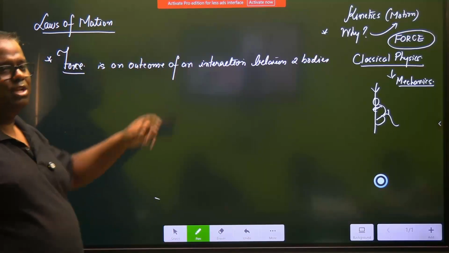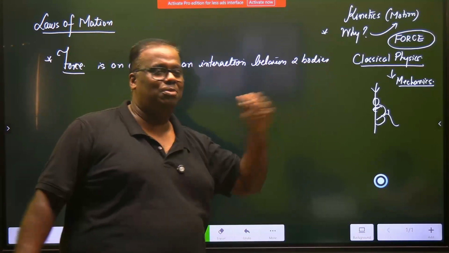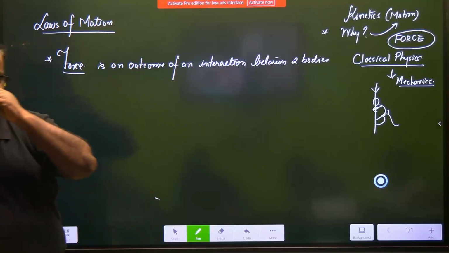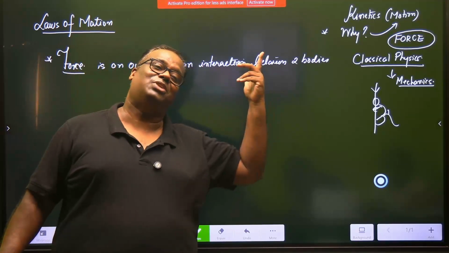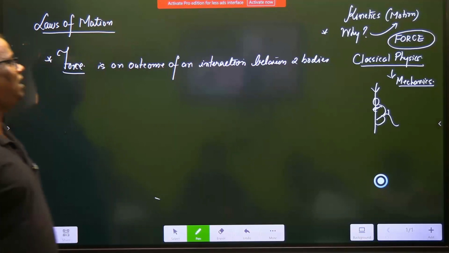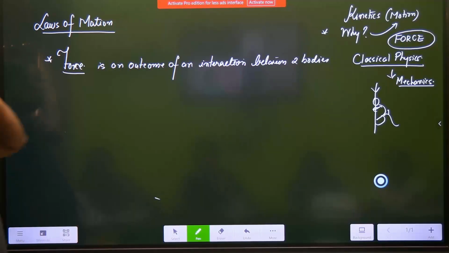This is what is the difference I'm saying. When your generation comes to my age, you will all be able to write like this. We are able to write, our teachers taught us. Practice. Force is an outcome of an interaction between two bodies.